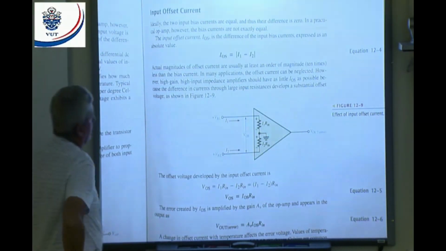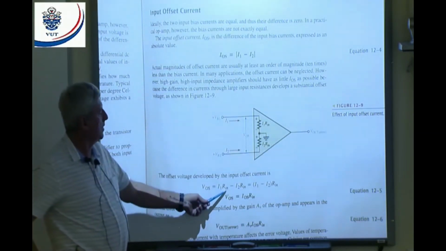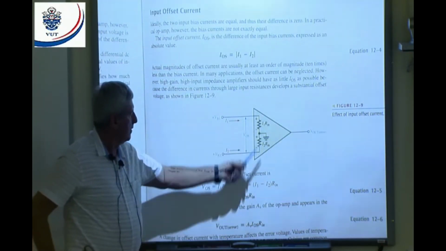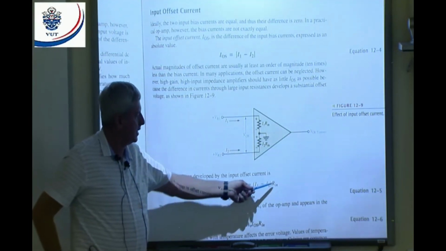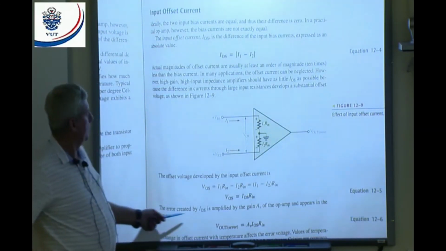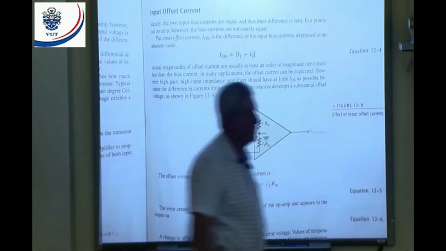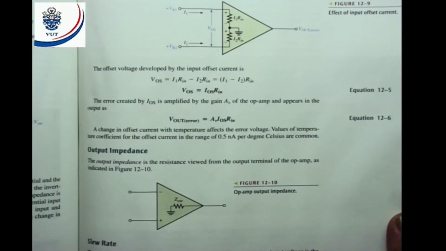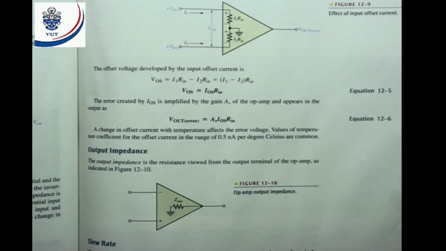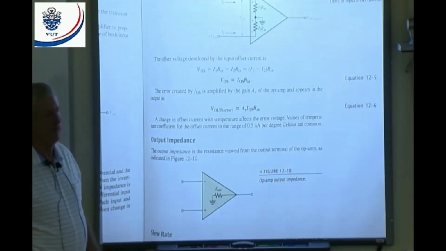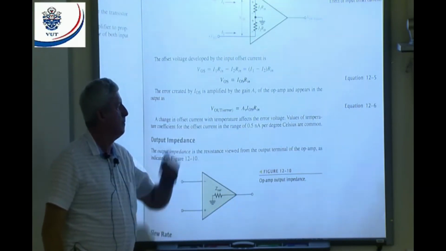All right, let's have a look at what they did here. They say VOS is equal to I1 times Rin, that volt drop, minus that volt drop. Because the resistances are exactly the same, I can say it's I1 minus I2 times Rin. Then I can say VOS is equal to IOS times Rin. But the output error voltage will be the voltage gain times that VOS. And VOS is IOS times Rin. That will give me my output error voltage.